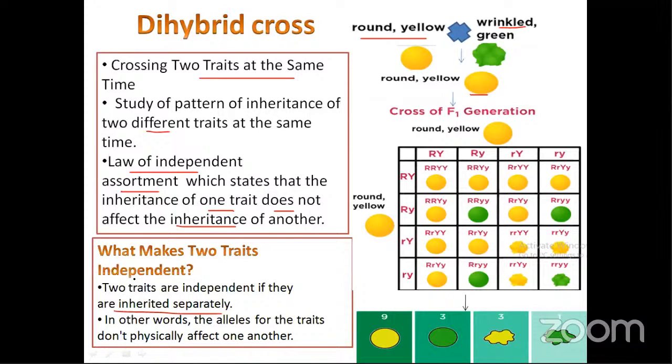Two traits are independent if they are inherited separately. In other words, the alleles for the traits do not physically affect one another. That is what is called the law of independent assortment.